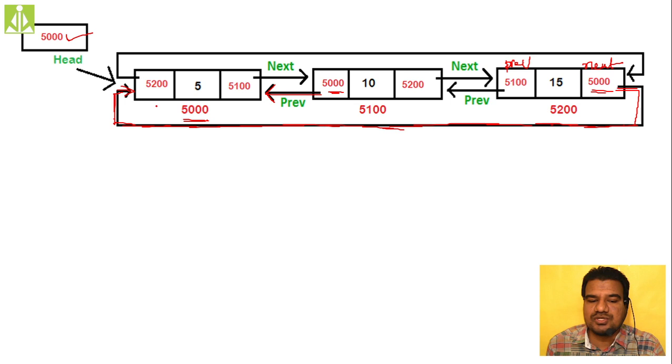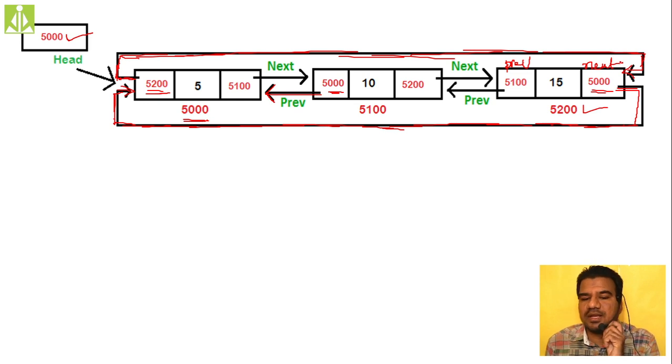And the first node's previous pointer, as you can see, has the address of the last node. The address of the last node is 5200, as I mentioned over here, and that address we are storing inside the first node's previous pointer to frame this link. So in this way you can consider the circular doubly linked list.